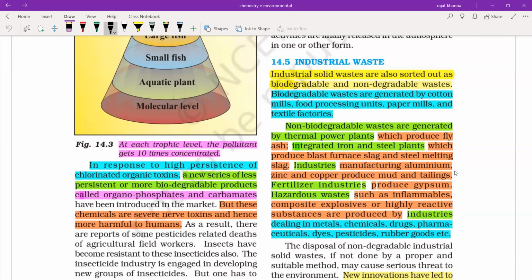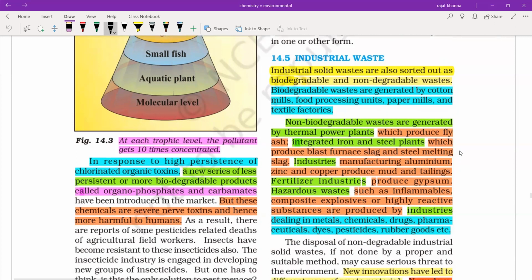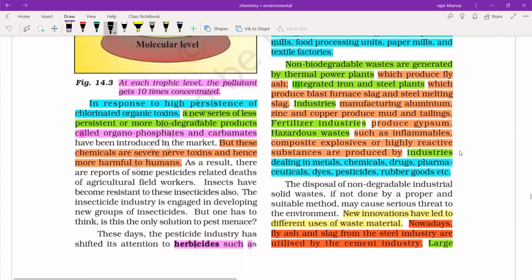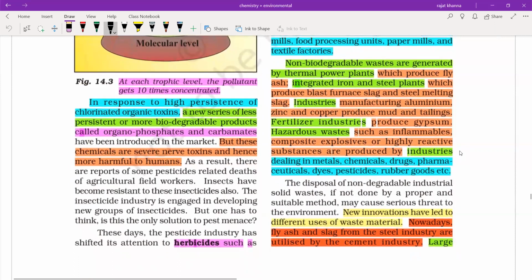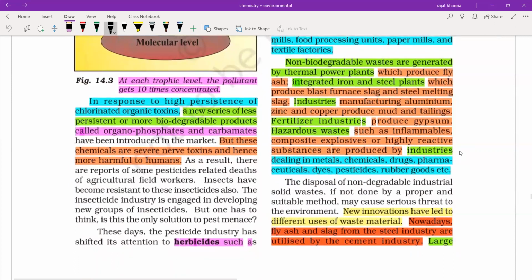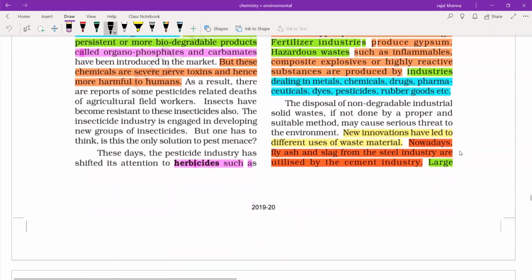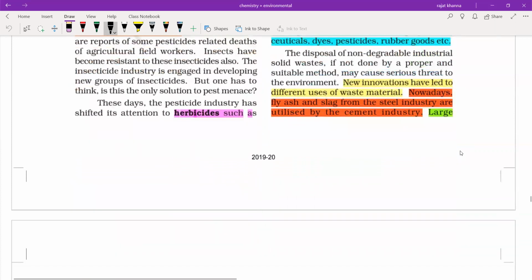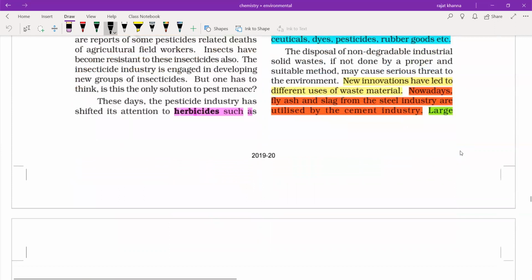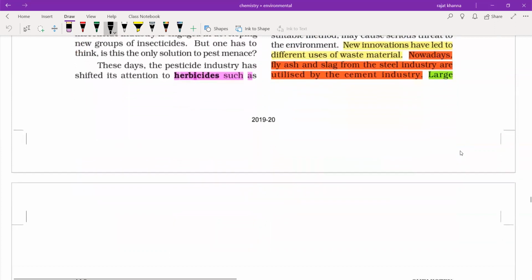Fertilizer industries produce gypsum. Hazardous waste such as inflammables, composite explosives, or highly reactive substances are produced by industries dealing in metals, chemicals, drugs, pharmaceuticals, dyes, pesticides, and rubber goods. New innovations have led to different uses of waste material. Nowadays, fly ash and slag from industry are utilized by the cement industry.